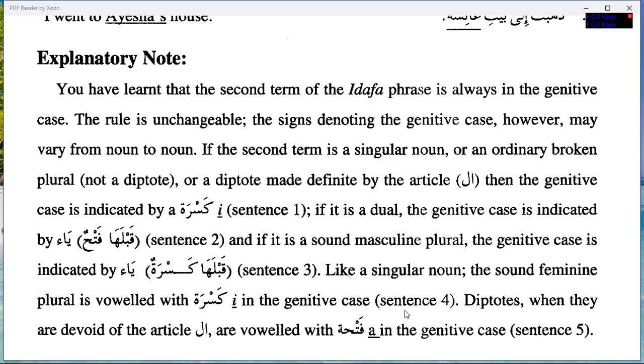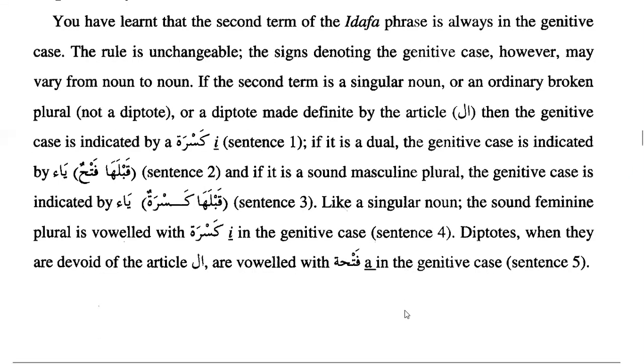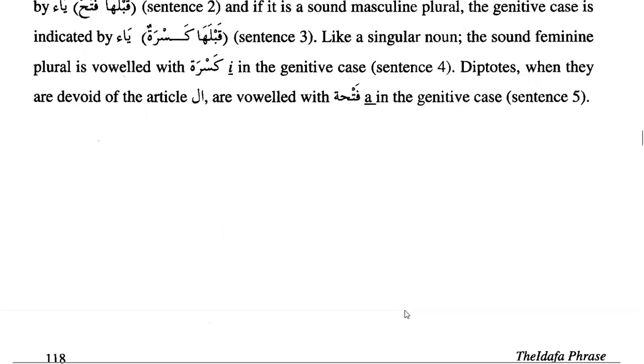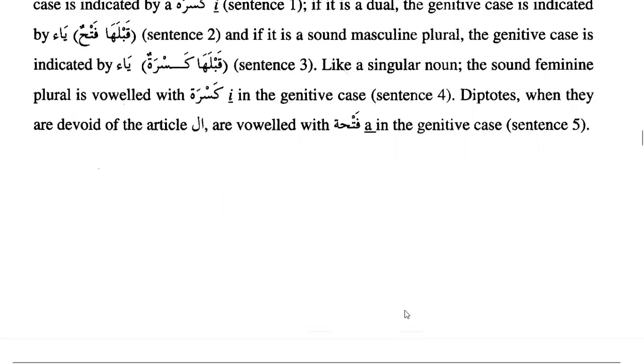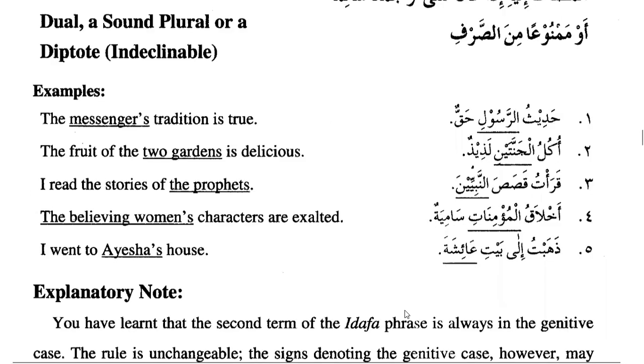If it is a sound masculine plural, the genitive case is indicated by a ya. Sentence 3. Like a singular noun, the sound feminine plural is voweled with kasra in the genitive case. Sentence 4. Diptotes, when they are devoid of the article al, are voweled with fatha in the genitive case. Sentence 5. What did you learn in this point?